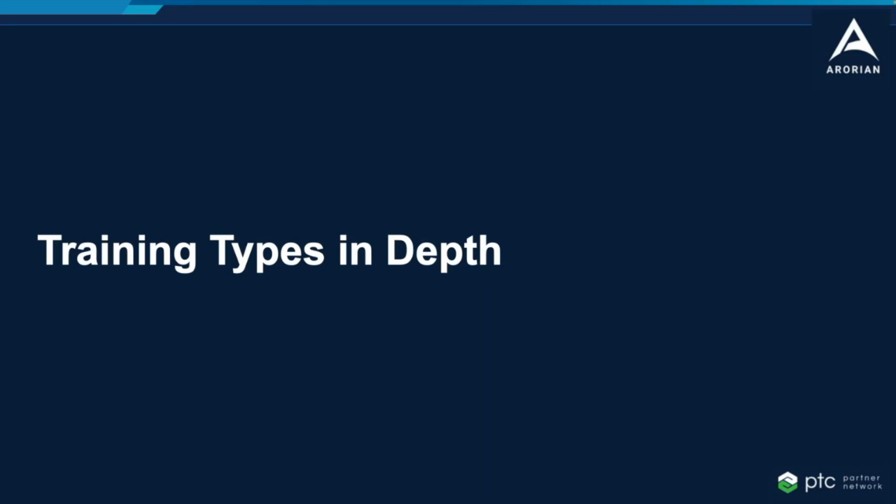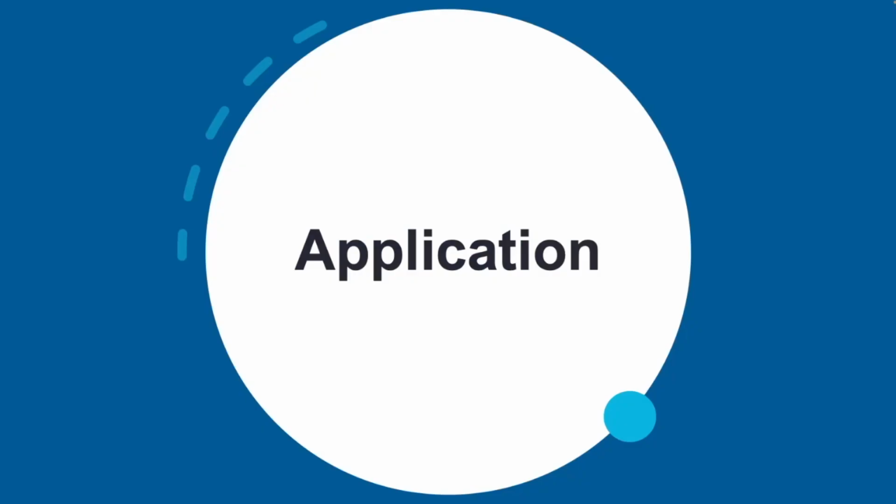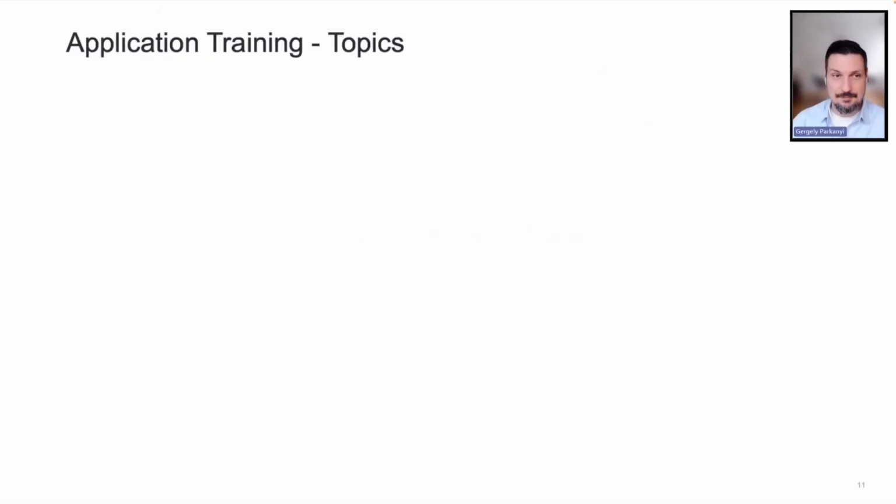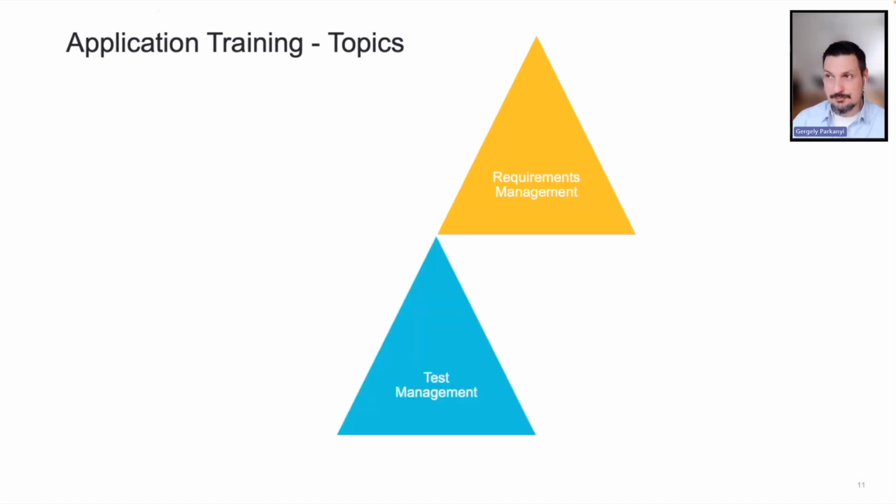Let's look at the training types in depth. So the application training is the core training type, and it involves the following main areas: requirements management, the creation and management of requirements, different views, document view, table view, even branching and working with baselines or documents, because requirements often come in Word documents, so it also involves document management. So it's a big topic.